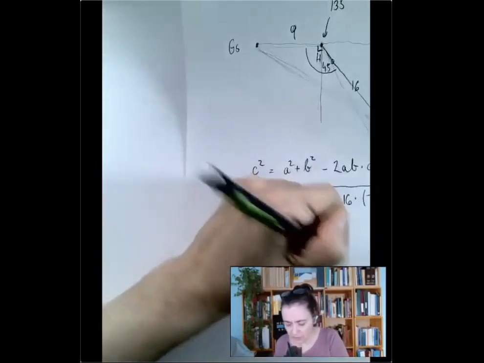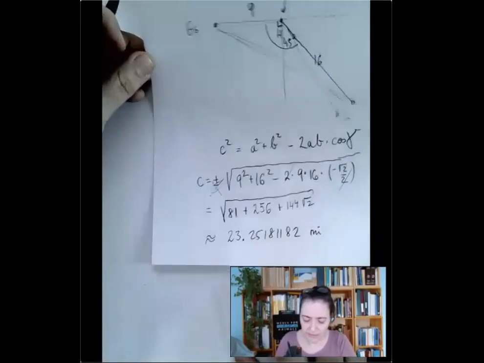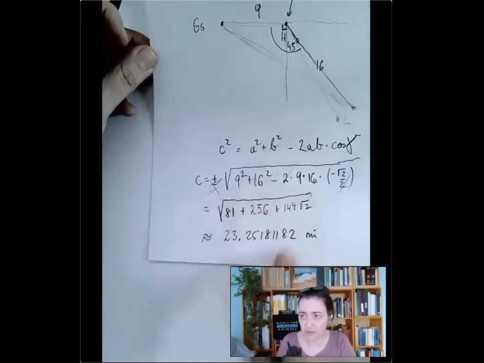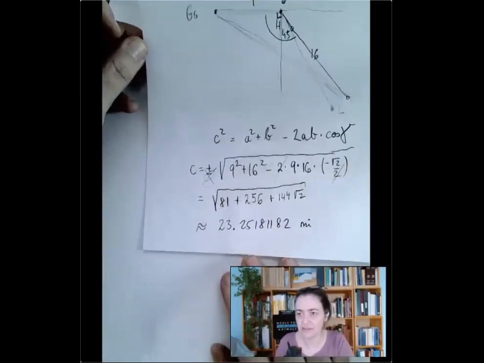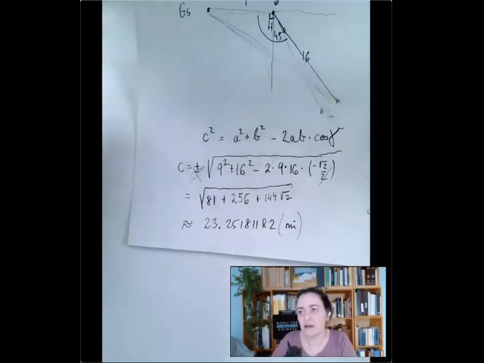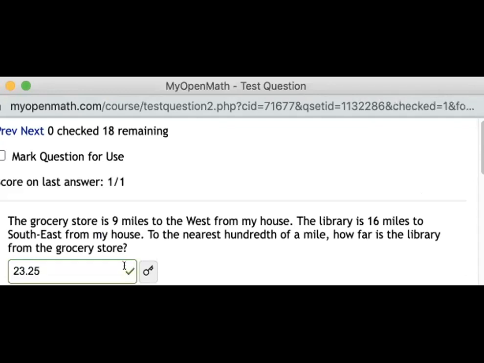So we have 23.25181182 miles, because if you look at the units, this is miles squared, miles squared, miles squared. We add them all up, squared mile, and then we take the square root, that's miles. So we're going to get the answer in miles. And then we look at how we have to enter. It says to the nearest hundredth of a mile. So that's 23.251, the 1 is rounded down, so 23.25. And we got it right.